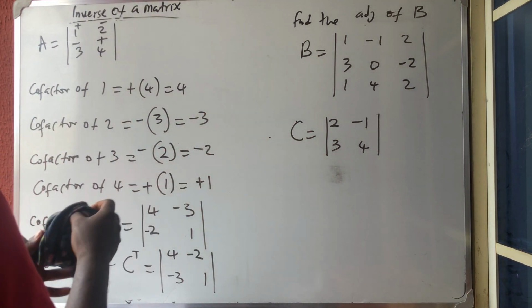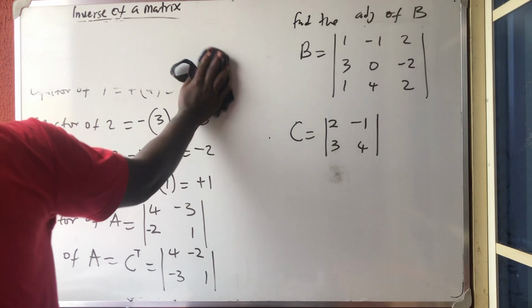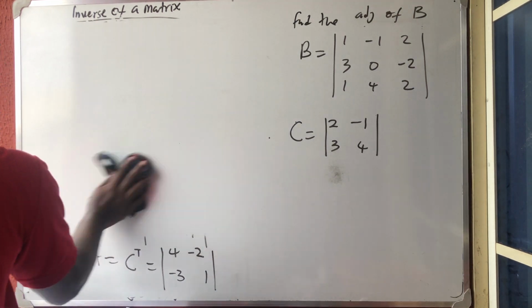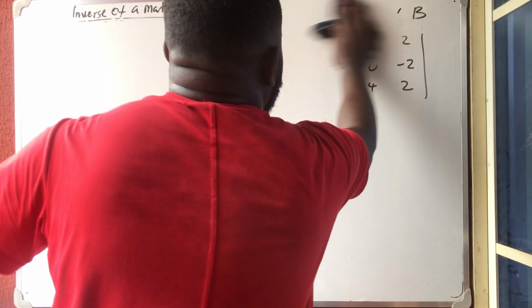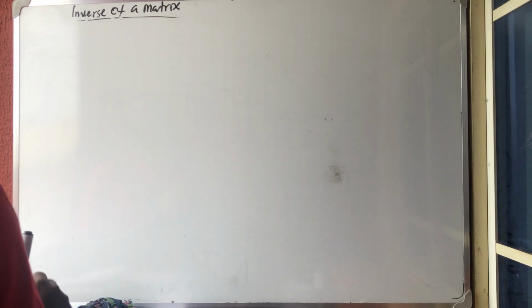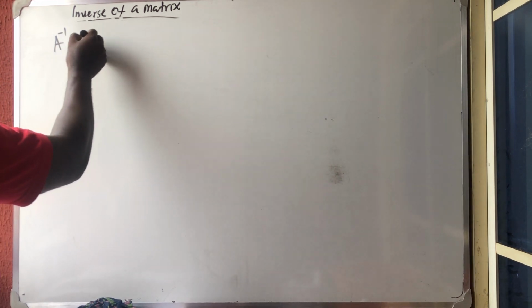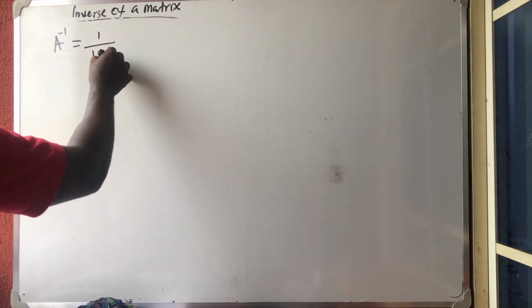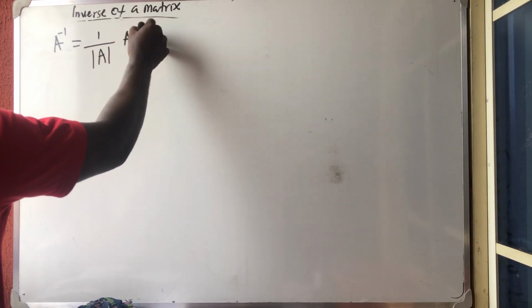You tell me what the answer is in the comment section. The next and last thing we're going to get is the inverse of the matrix. Once you have learned how to find the minor, you have learned how to find the adjoint. The inverse of the matrix is very, very simple: A inverse is simply 1 over determinant of A, then adjoint of A.